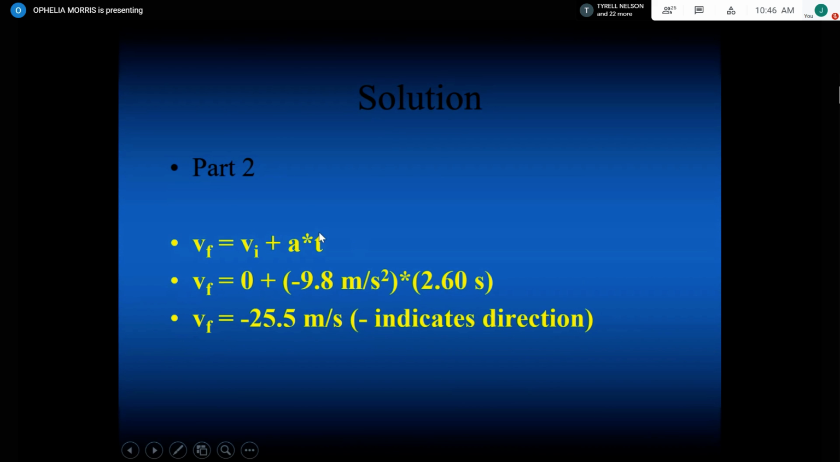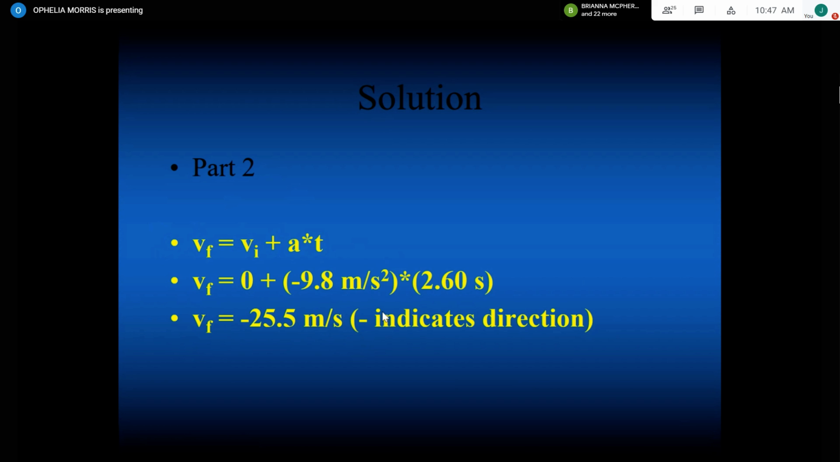So part 2, again. I'm going to plug in V final is equal to V initial plus AT. Again, my V initial is 0. Here, I'm not squaring anything. All I'm doing is multiplying. My V final is negative 25 meters per second. And again, the negative all it means is the direction. Everybody's good?